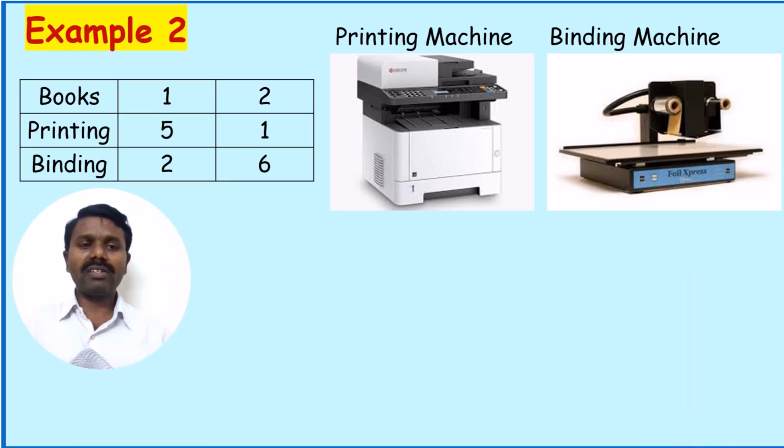Let us try to understand the importance of job sequencing with another example. Let us consider that one of your friends is also coming for taking Xerox and binding. Then you and he wanted to print C++ material. Then you went to the Xerox shop person and asked how much time it will take, and he says book 1 will take 5 minutes for printing and 2 minutes for binding, and book 2 will take 1 minute for printing and 6 minutes for binding.